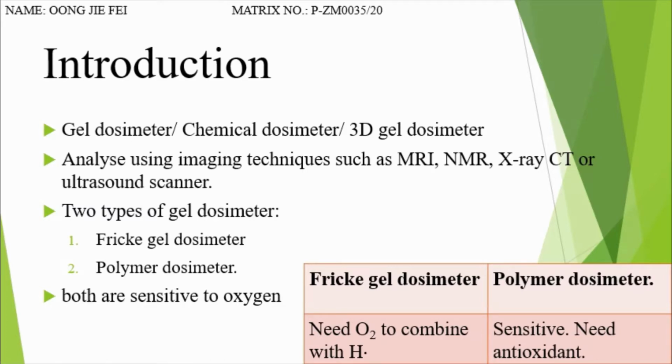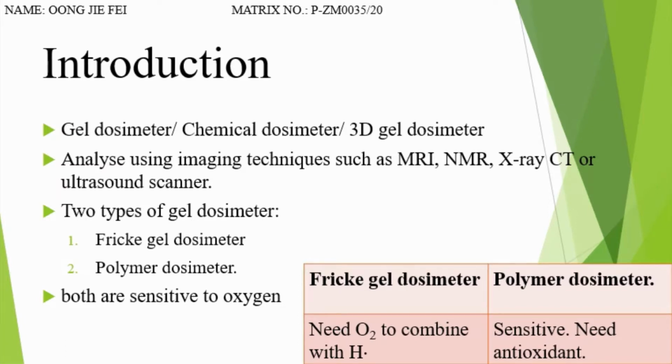I will give a brief introduction on gel dosimeter. Dosimeter, another name for chemical dosimeter and 3D gel dosimeter, is analyzed using imaging techniques such as MRI, NMR, X-ray CT, or ultrasound scanner. There are two types of gel dosimeter. The first one is Fricke gel dosimeter, the second is polymer dosimeter. Both are sensitive to oxygen.